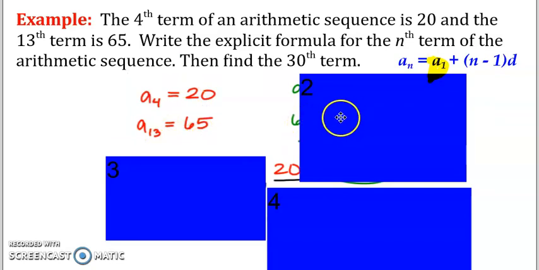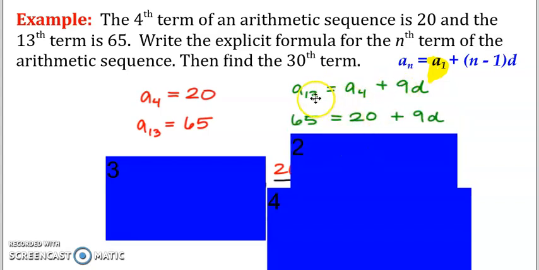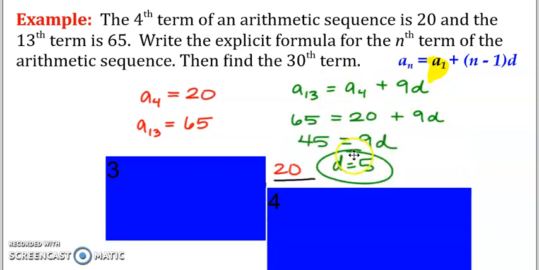Well, if I start at the fourth term and then take 9 steps, that would get me to the 13th term. So remember, I'm finding the difference between the 13th and fourth term. That's 9 steps. Now I can plug in what I know. Again, to get to the 13th term, we start at the fourth term and then take 9 steps forward. And this allows me to find my common difference here is 5.